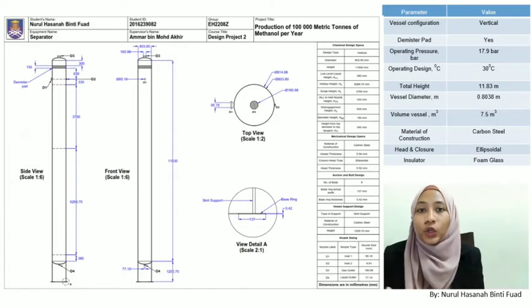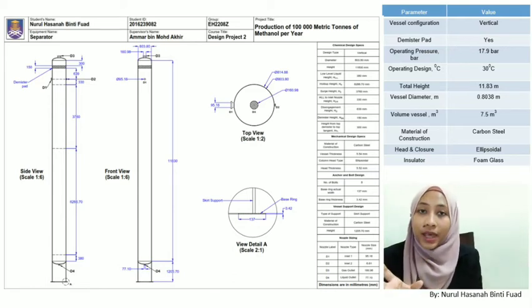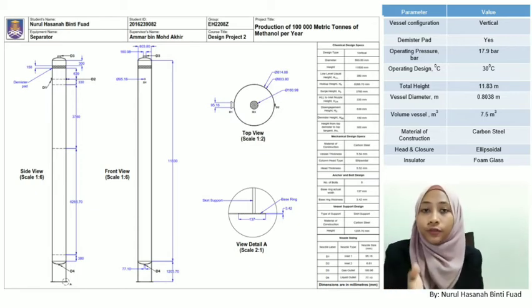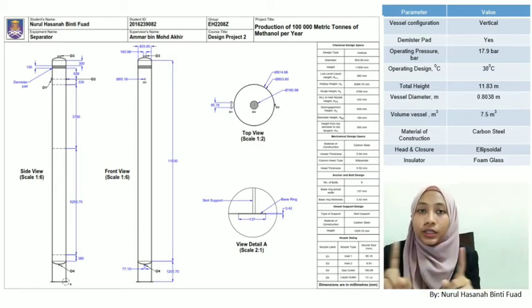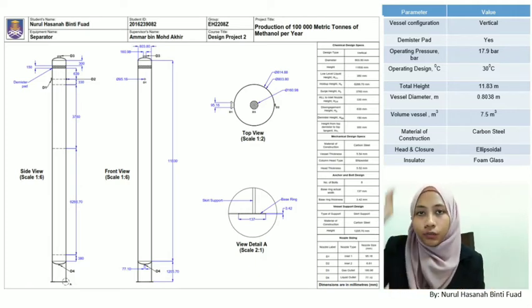Okay, this is how my equipment design looks. The vessel is in a vertical configuration, and it has a demister pad as a mist eliminator. From the side view, we can see there are 2 inlet nozzles, a bottom nozzle for the liquid product, and a top nozzle for the vapor product.